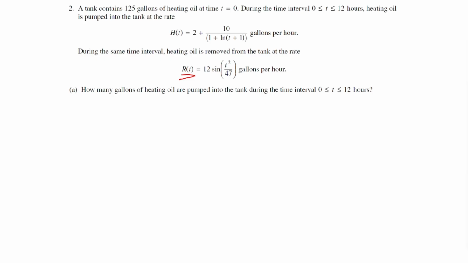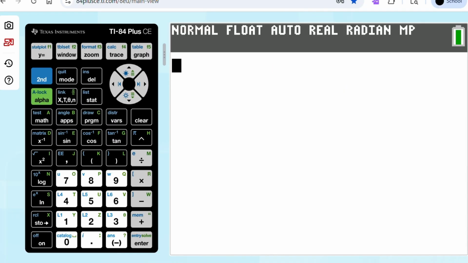Well, in order to figure out how much is pumped in, not how much is in the tank, but how much is pumped in, we just integrate the rate at which it's being pumped in on the interval that we're interested in. So we're just going to do an integral from 0 to 12 of h of t dt. And this is a calculator question, so we're just going to use our graphing calculator here to find that value.